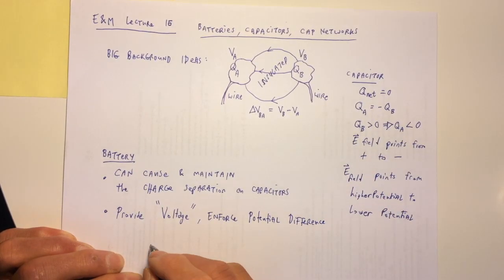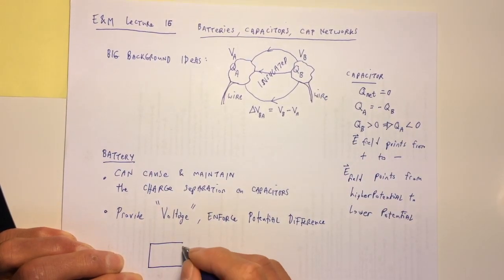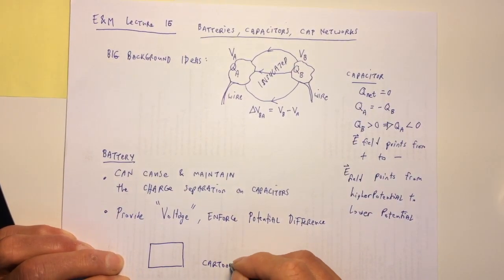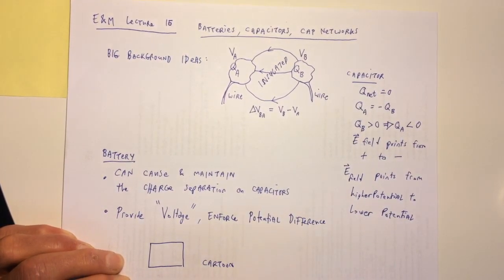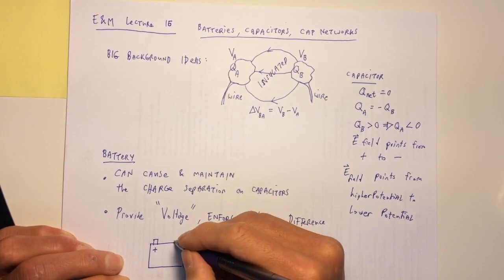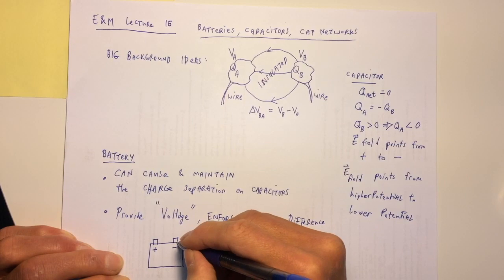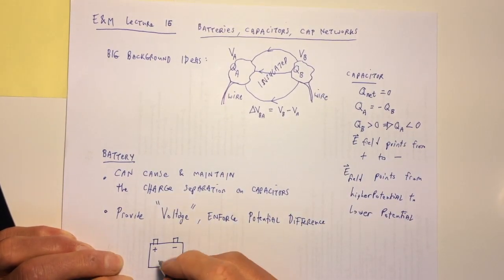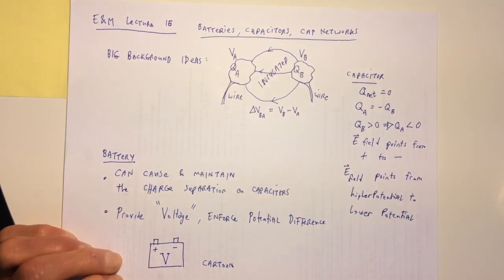And so let's pretend. So this is my cartoon drawing of a battery. Batteries have positive terminals and they have negative terminals. And another thing that they do is they provide the voltage, and often this little cartoon label is labeled by the voltage or the potential difference that it enforces.